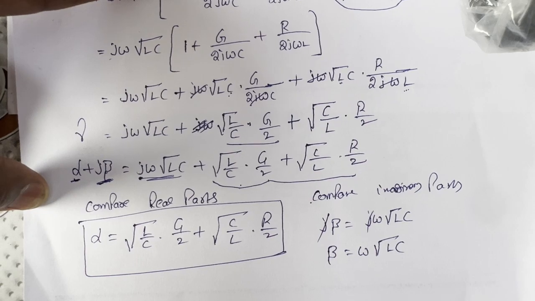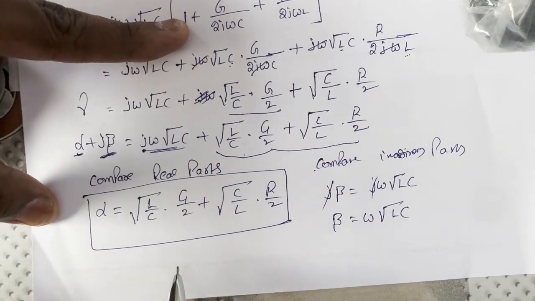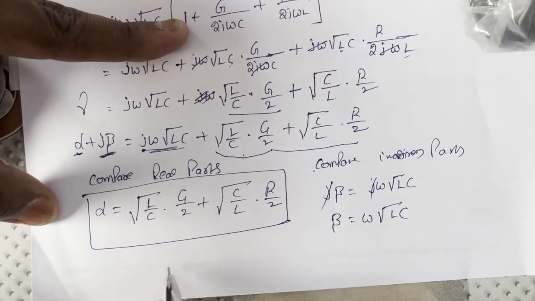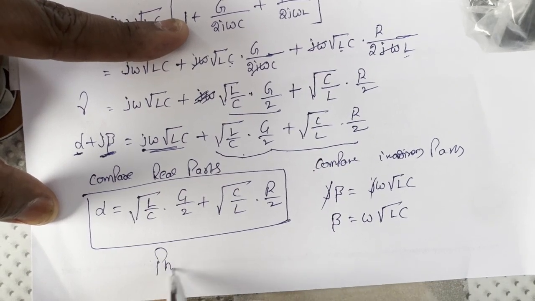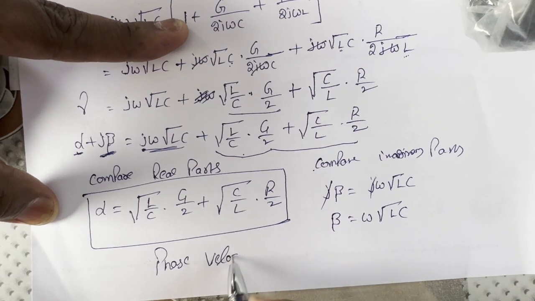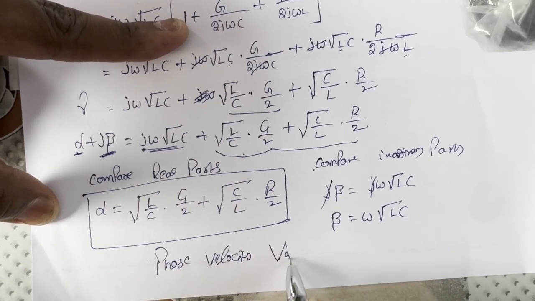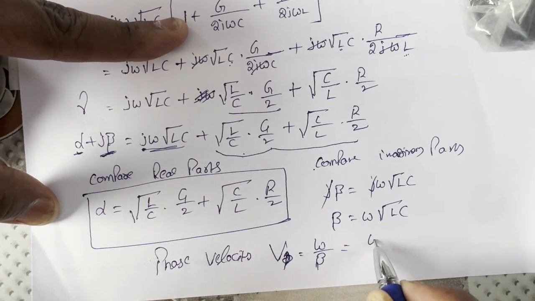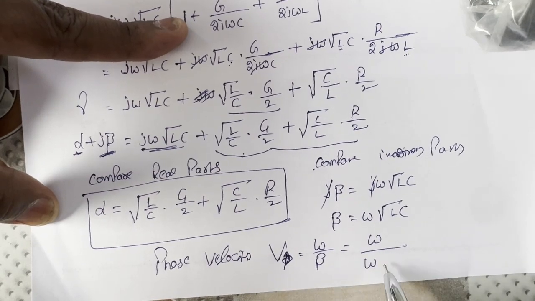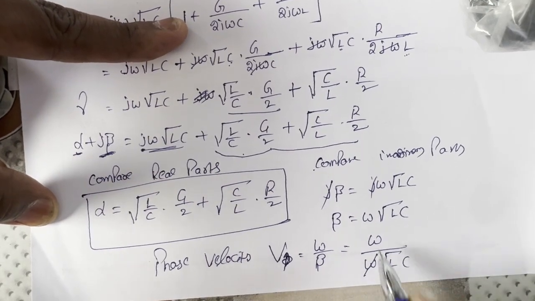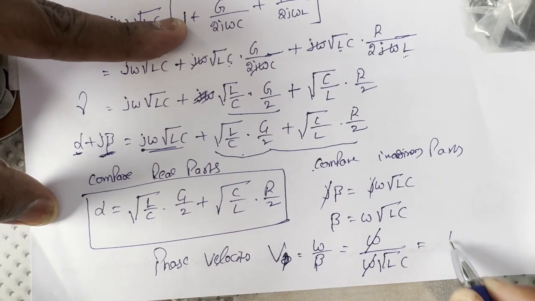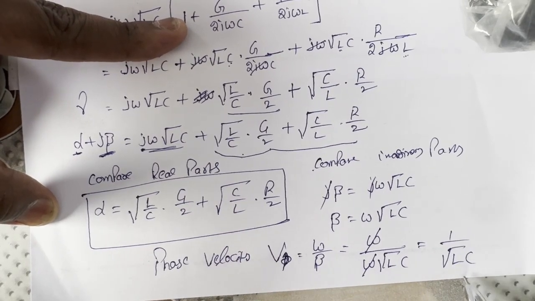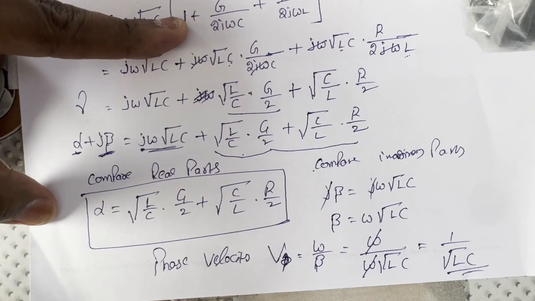Now the propagation phase velocity, v suffix p, phase velocity equal to omega by beta. That is omega by beta, which is nothing but omega over omega root LC. Omega will get cancelled, that means 1 by root LC. These are the points.